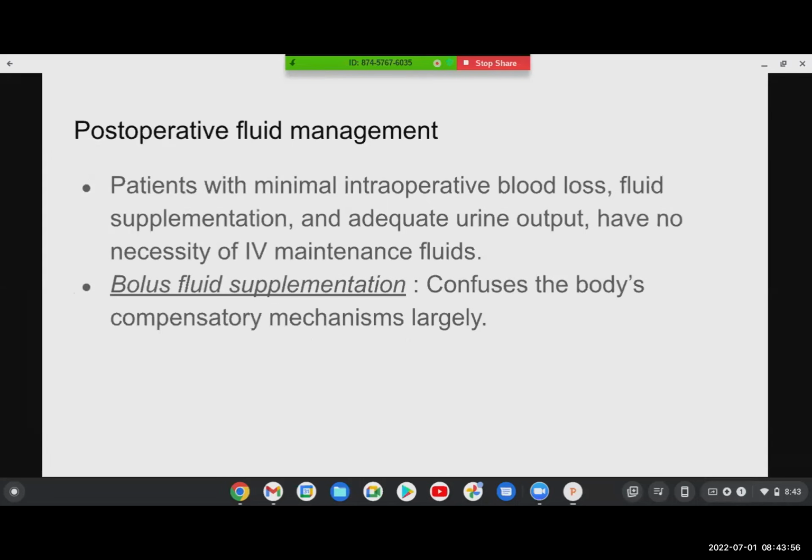Post-operative fluid management. Patients with minimal intraoperative blood loss and with adequate fluid supplementation and adequate urine output have no necessity of IV maintenance fluids postoperatively. One factor that can affect the body is bolus fluid supplementation. Bolus fluid supplementation basically confuses the body's compensatory mechanisms, because if we suddenly supply 1 liter of normal saline or 1 liter of ringer lactate as a bolus, the body is unable to compensate properly because it has to fluctuate largely. Whereas if we supply fluid at a proper measured hourly rate, like 4 hourly or 6 hourly, the body is able to compensate better.